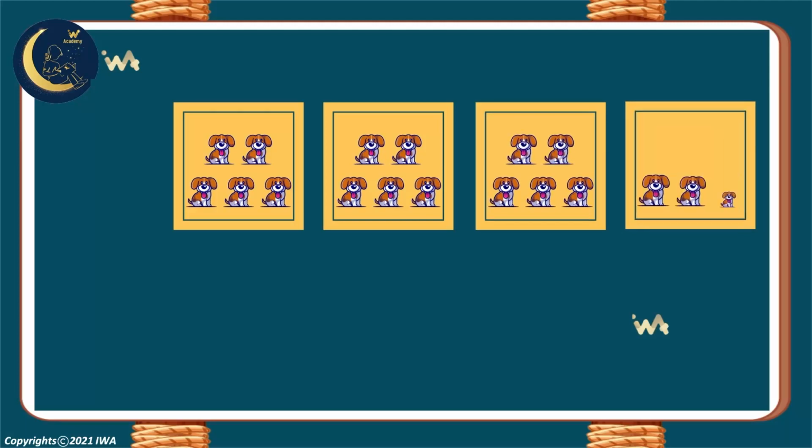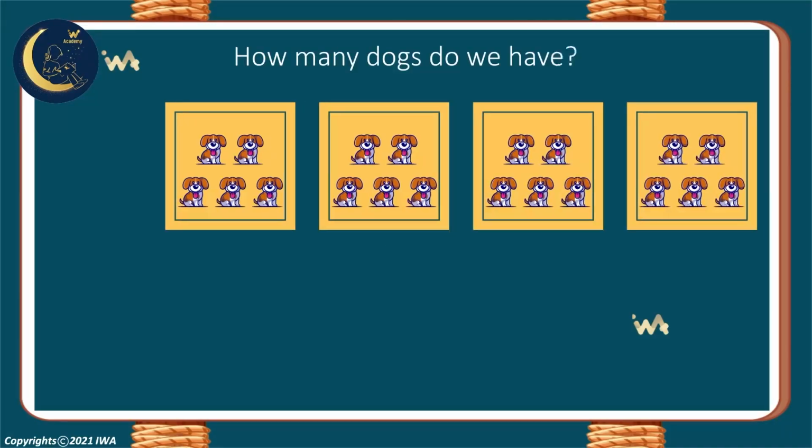We have 4 groups. So how many puppies do we have? Let's count the number of puppies in this group. 1, 2, 3, 4, 5. There are 5 puppies in each group, so we can use repeated addition or multiplication to find the total number of puppies. That is because the number of objects in each group is the same and it is equal to 5. Great. Let's write the repeated addition sentence. 5 plus 5 plus 5 plus 5 equals 20.